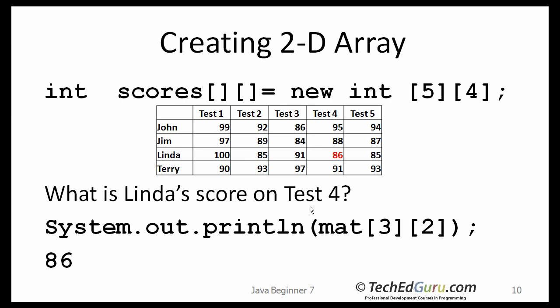And now if I want to know what is Linda's score on test number 4, I say System.out.println(mat[3][2], where mat is the array. The first index is 3, the second index is 2. The first index of 3 is referring to test 4, the column number 4. The second index of 2 is referring to student number 3, Linda, and it'll return this output for me.